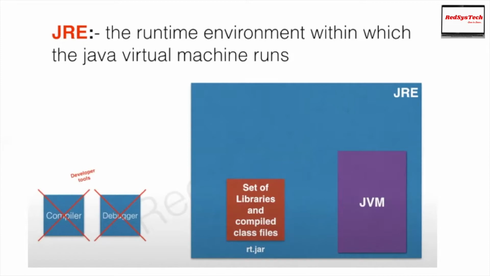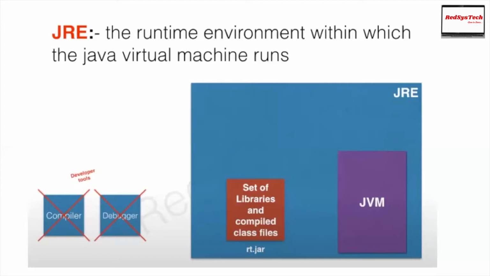Basically, the JRE doesn't contain any compiler or debugging tools like that. Those are developer tools. So the JRE is nothing but a runtime environment. It is just to execute the program during runtime, which means, let's say someone gives you a class file and you want to execute it, then you need only the JRE. You don't need the JDK. I will explain the difference between JDK and JRE in the next slides.